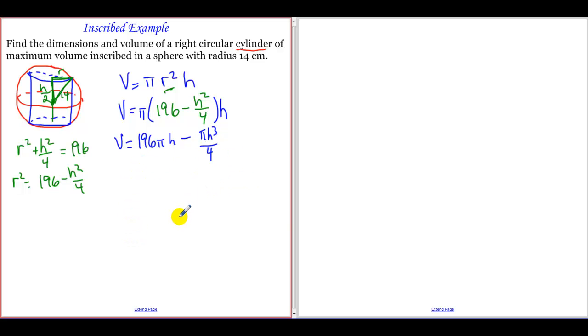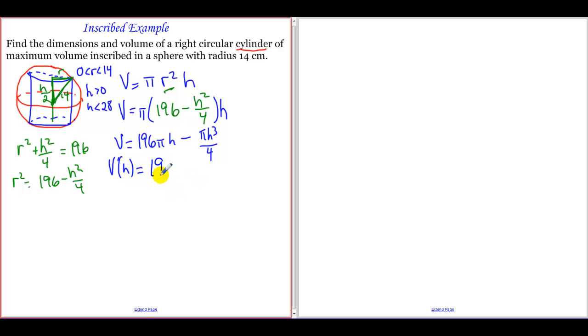Now think about what we have to range between. R is between 0 and 14, and h also has to be greater than 0, but h is going to actually be less than twice 14, which is 28. Okay, let's find the derivative of our volume function in relation to h to find our maximum.